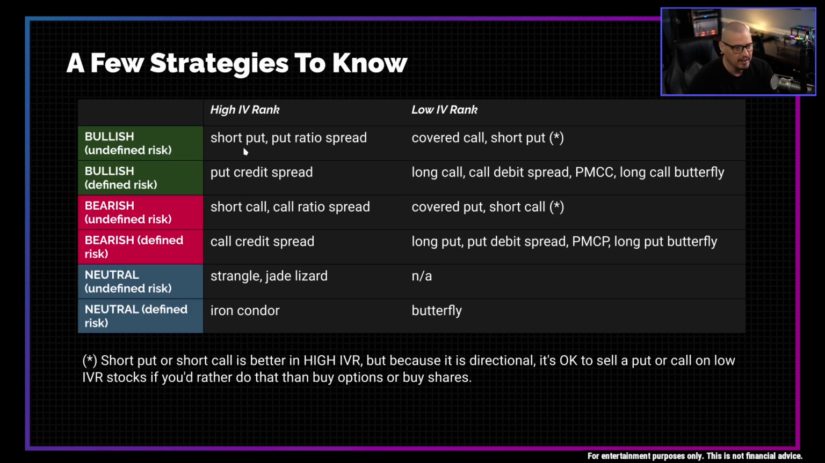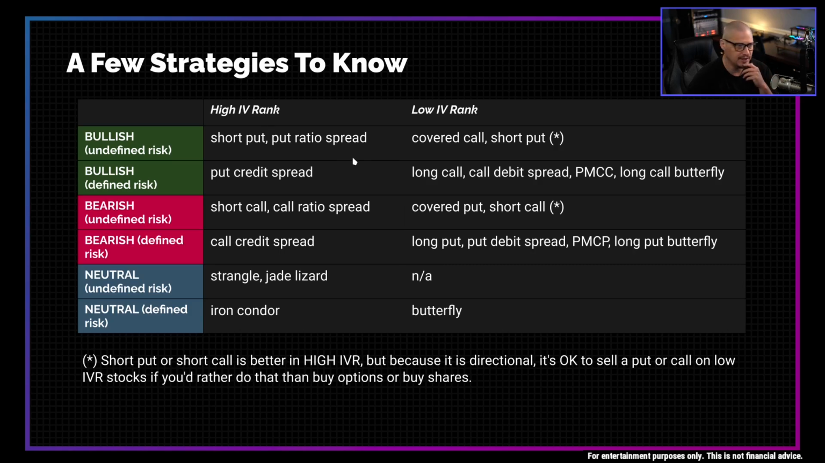I sell a put. And if I'm a little concerned, I want to hedge my bets a little bit, maybe instead of the short put, I'll do a short put ratio spread. So a 2-by-1 put ratio spread where I sell 2 puts but buy 1 put as a hedge. So the short put and the put ratio spread, they're bullish, undefined risk trades. Their risk is to the downside. They have unlimited risk to the downside all the way to 0. And because they benefit from volatility contracting, you want to put these on when IV rank is high.